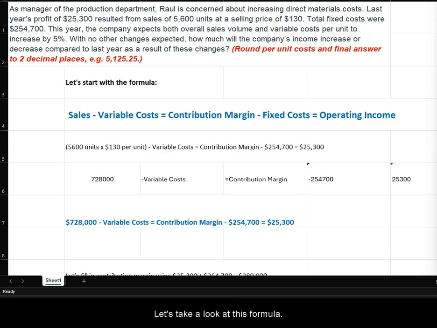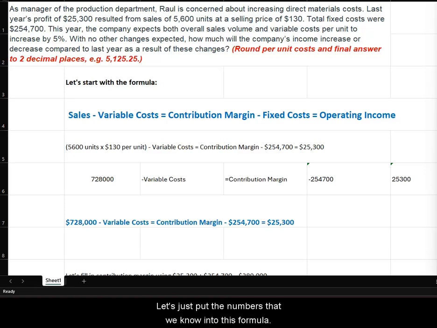So let's take a look at this formula to begin. Sales minus variable costs equals contribution margin minus our fixed costs equal our operating income. This is a review of your managerial accounting principles 202 class. So if you took this class with another college or university and you took it several years ago, you may need a little bit of review of these formulas in order to jump back into the groove of things. Okay, so let's take a look.